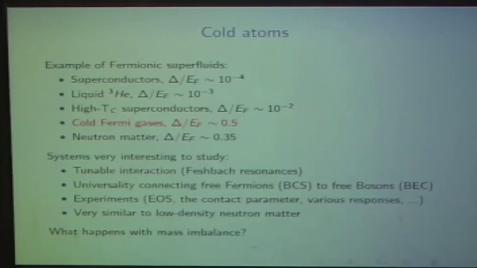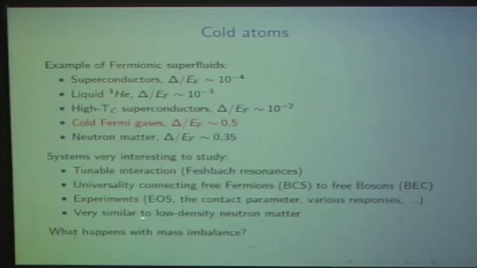There are experiments, so you know very well that people can very accurately measure several properties of these systems. Just focusing on balanced systems, where we have an equal population between up and down, the equation of state can be measured with high accuracy. Then a lot of interest went to the contact parameter and properties related to this parameter. And very recently, various responses like the dynamical density response or spin response.